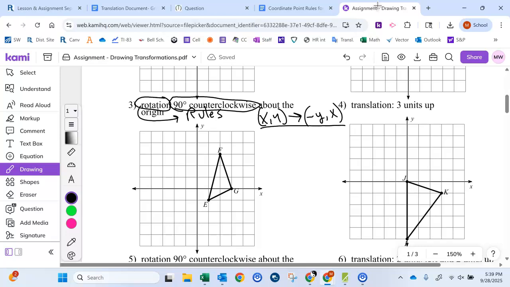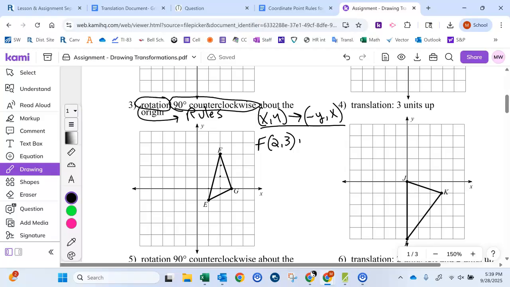Okay? So now I'm going to go 1 point at a time. So let's take F. And what's it going to be? So right now it's going to be 1, 2. So my X is 2, 1, 2, 3, 2, 3.